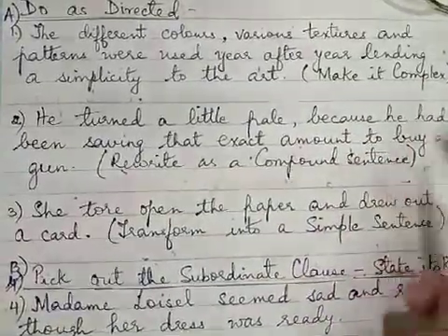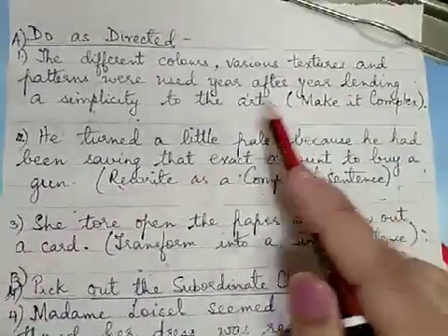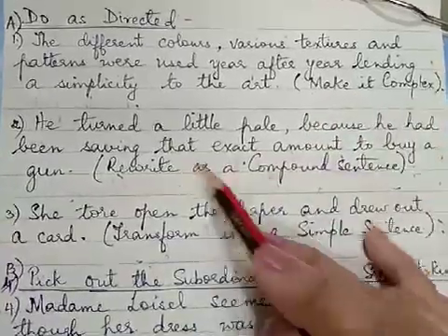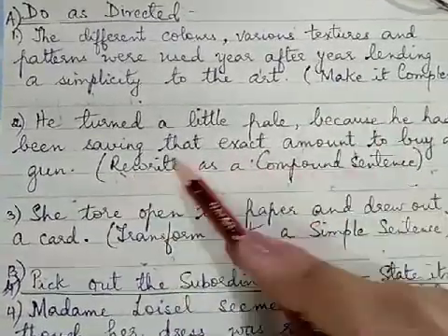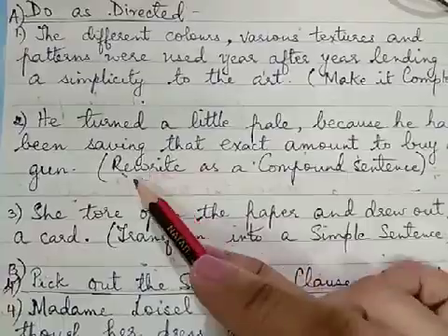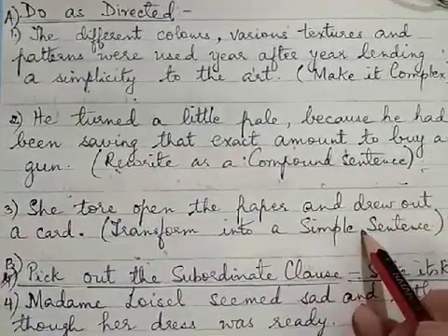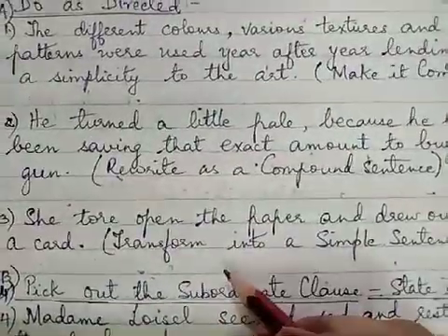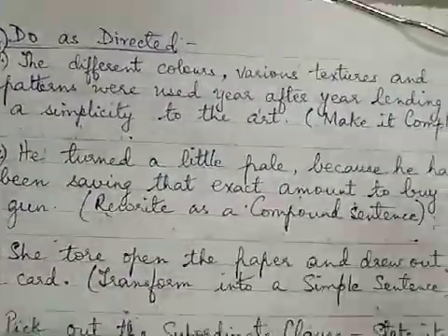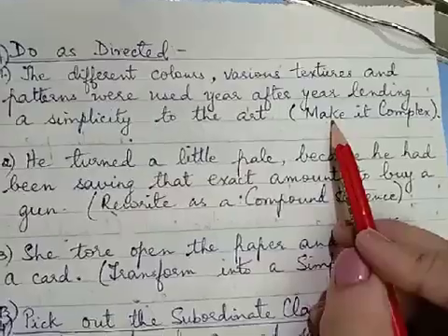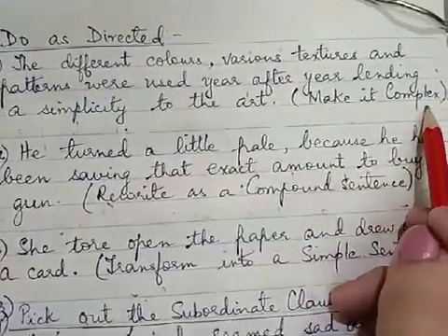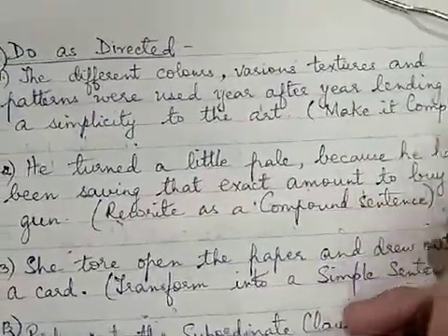You have three types of sentences: simple, compound, complex. Now here I have put the question as make it complex, or you can get the same question but it is asked in different ways. Rewrite as a compound sentence or transform into a simple sentence. So it is the same question but it can come in different ways, so please do not get confused. So the same question can come as rewrite as a complex sentence or transform the given sentence into a complex sentence.